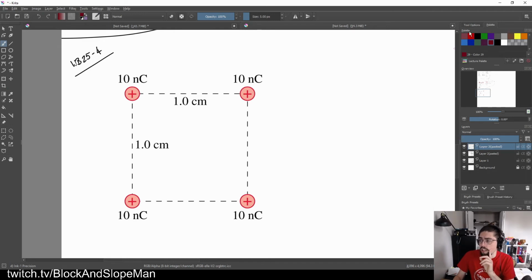Think about the forces acting on each of these particles. I'm going to experience a net force that looks something like that, and a net force that looks something like that, and a net force that looks something like that, and a net force that looks something like that.